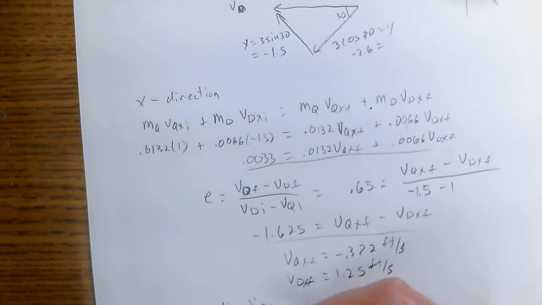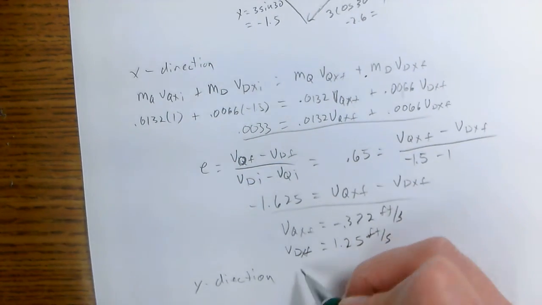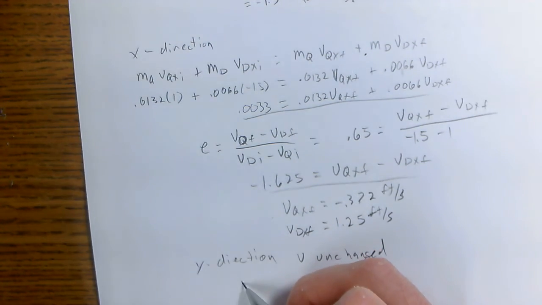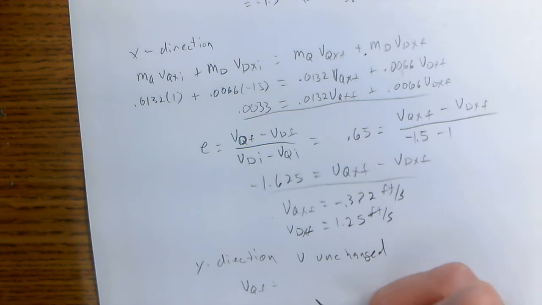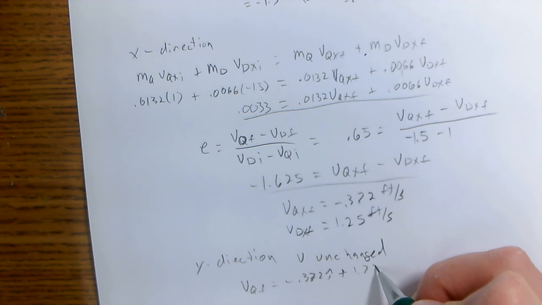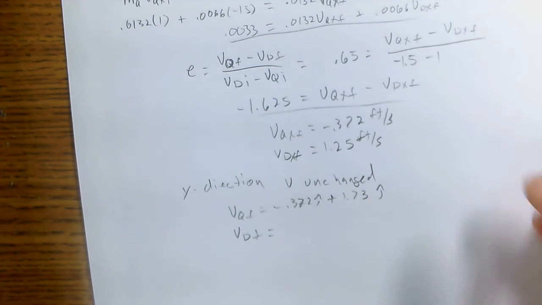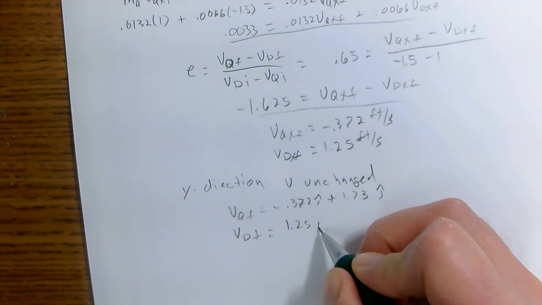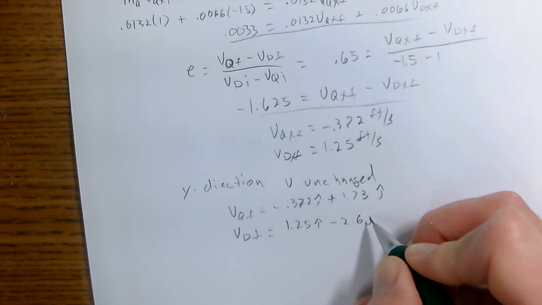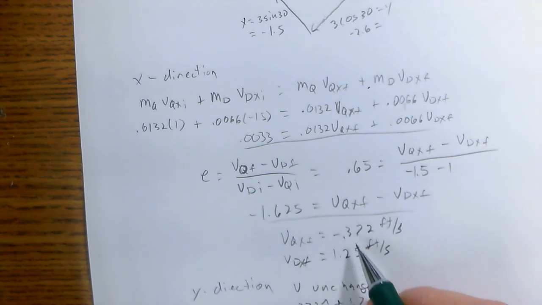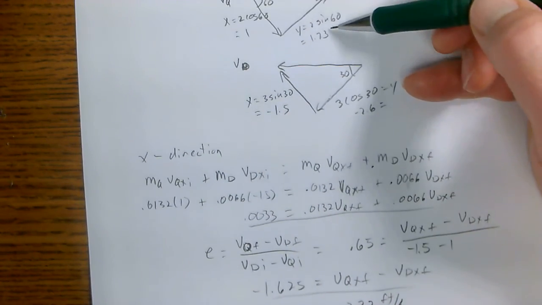And so then you could say v unchanged. So the velocity of the quarter then, final, is equal to negative 0.372 in the I plus 1.73 in the J, and the velocity of the dime final is equal to 1.25 in the I minus 2.6 in the J. So those are the velocities we found here in the x, and with the y that we found originally.